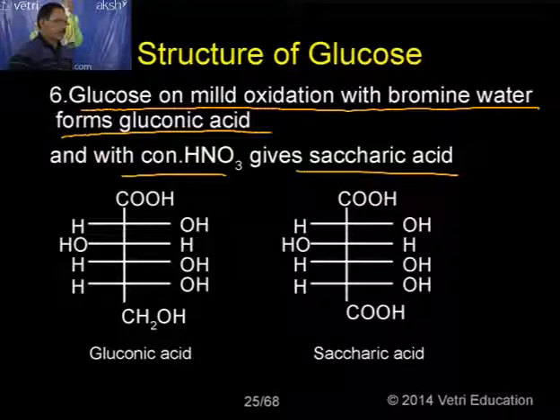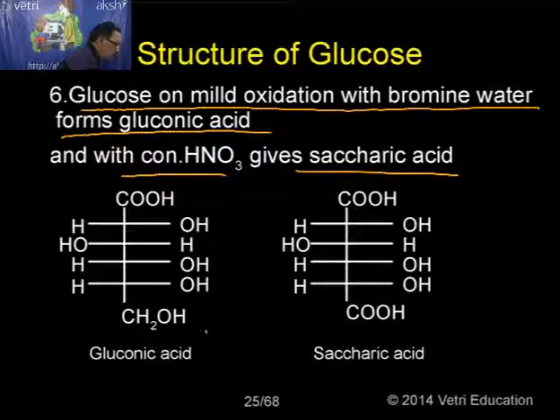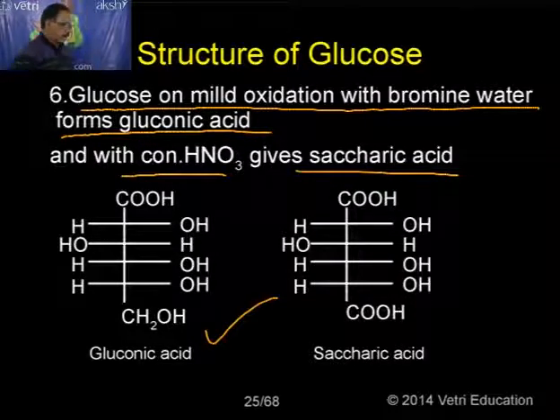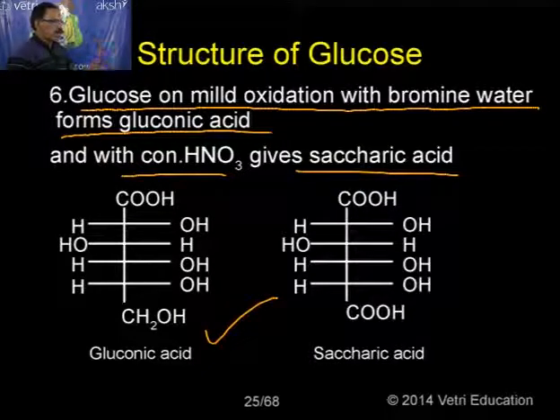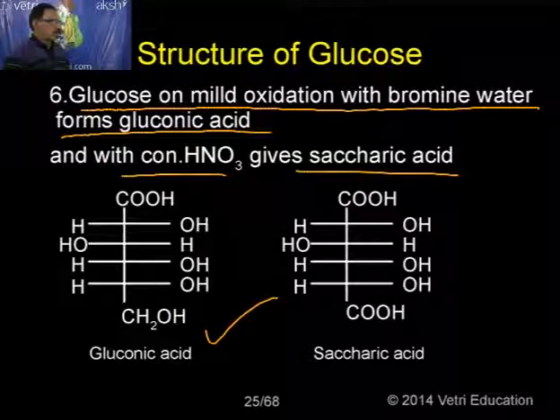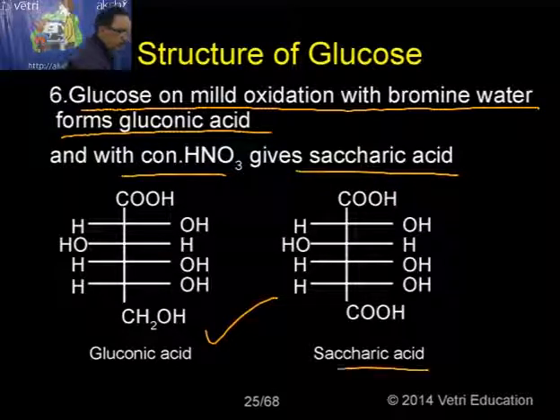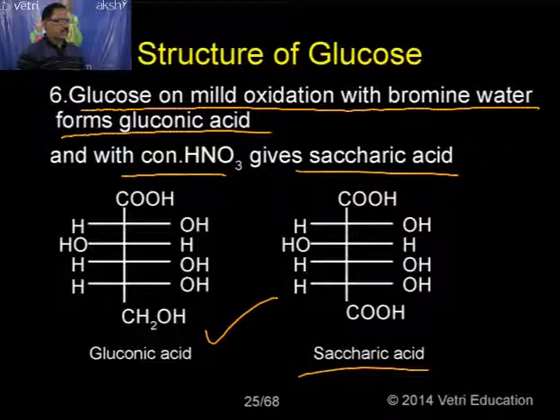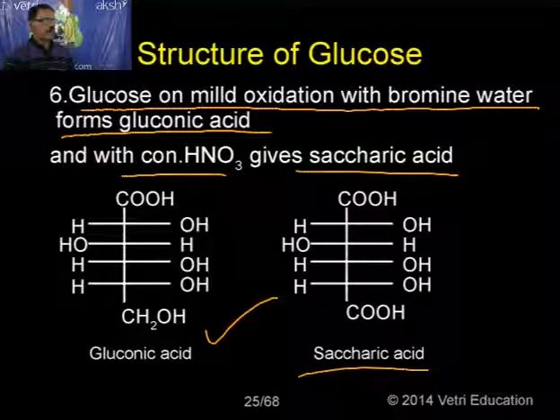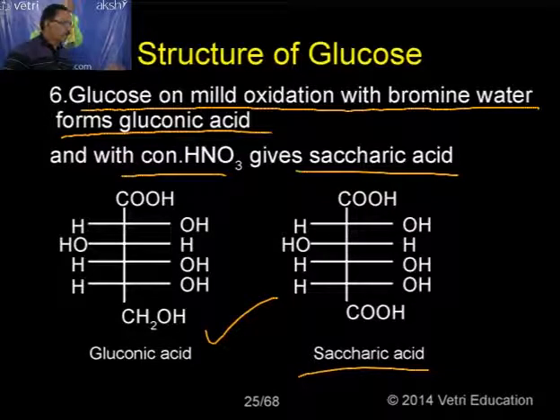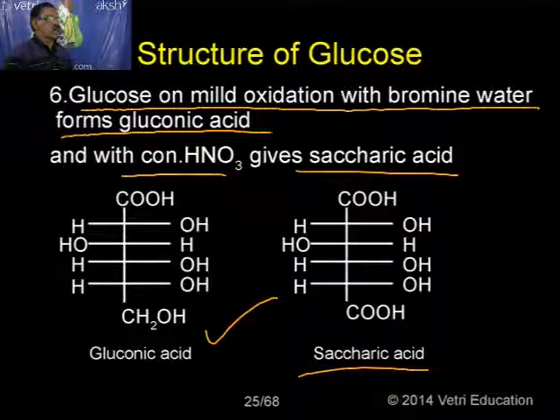This is the interesting information. So this is the structure of gluconic acid: bottom CH2OH, the top CHO group. Kindly see, this is gluconic acid. Whereas here it is the dicarboxylic acid, saccharic acid, again containing the 6th carbon atom. Kindly follow. So one is gluconic acid with bromine water, and saccharic acid with nitric acid.